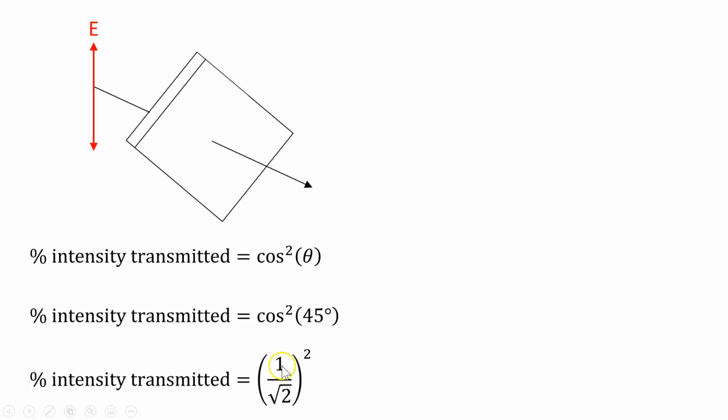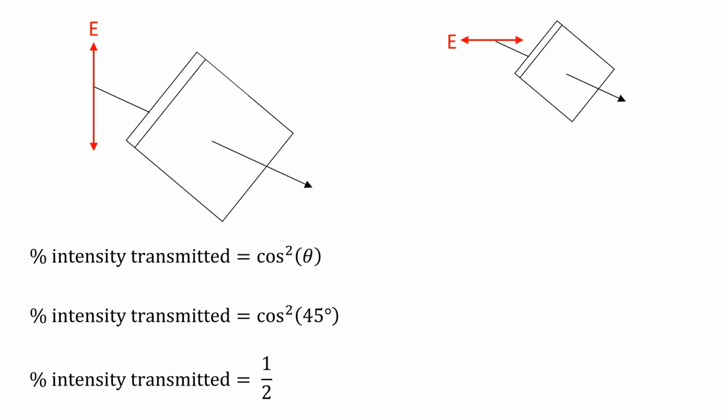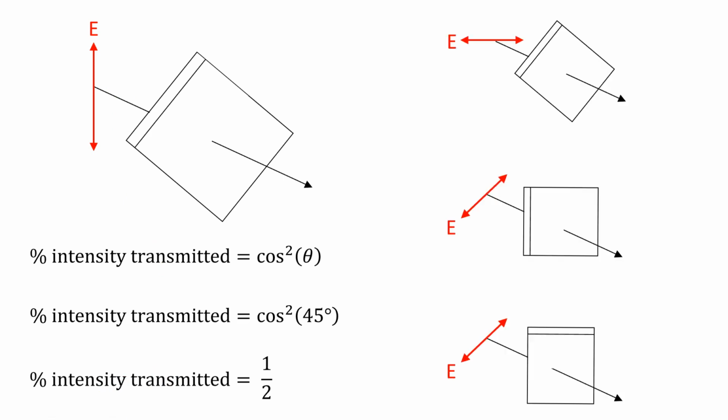The cosine of 45 is 1 over radical 2, and you can draw a triangle to figure that out. But when we square this, we get that the intensity which makes it through is 50% of whatever strikes. So when the angle between these is 45, half of the intensity gets through. Would the answer be any different for these scenarios?